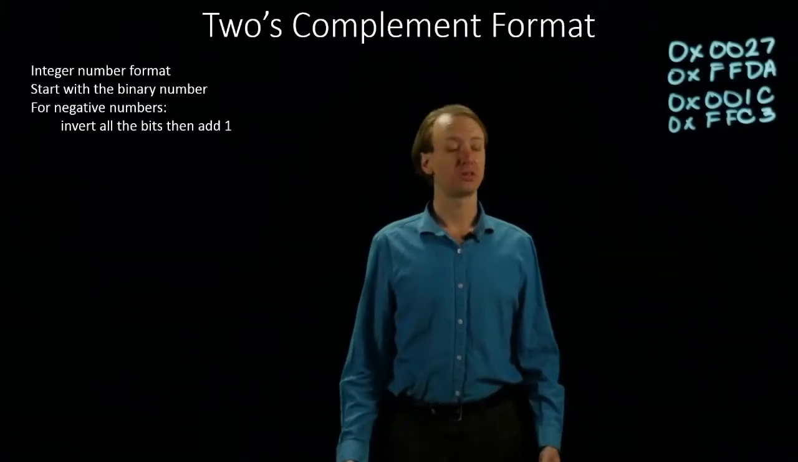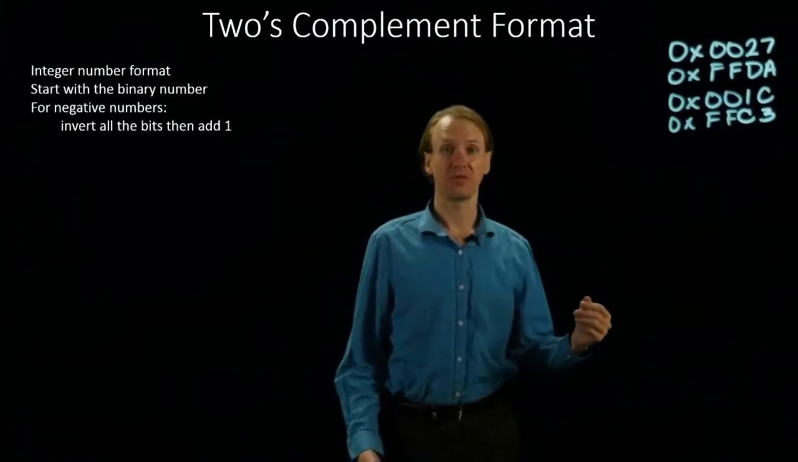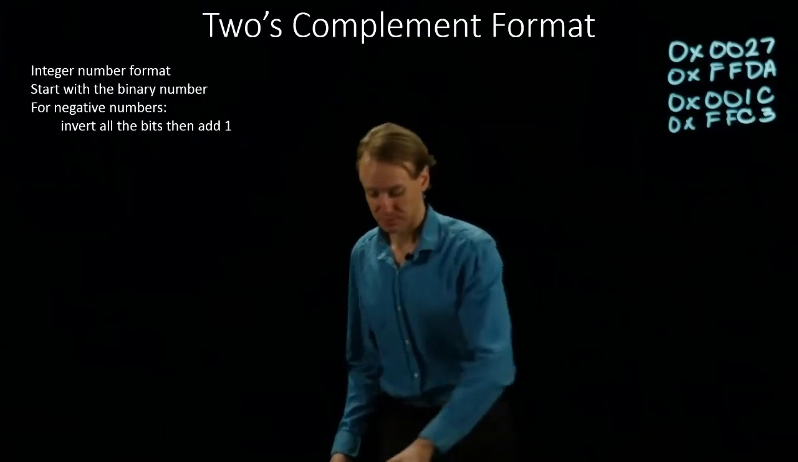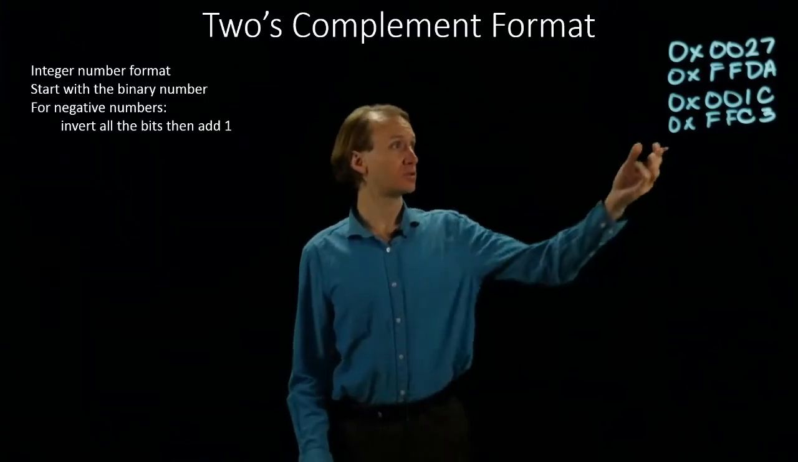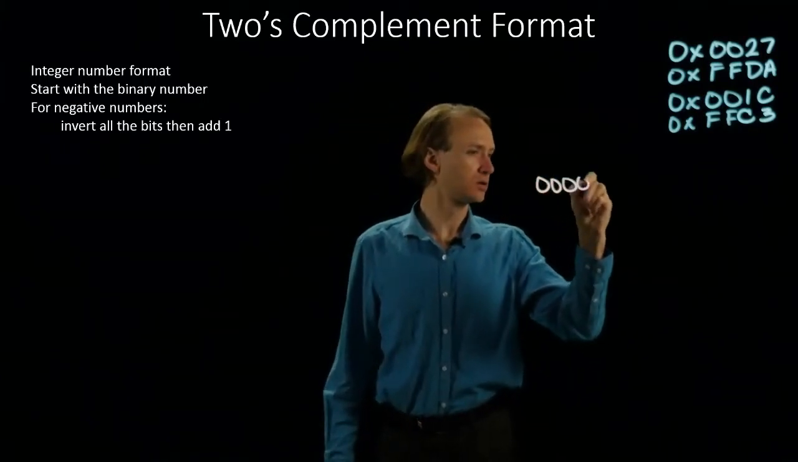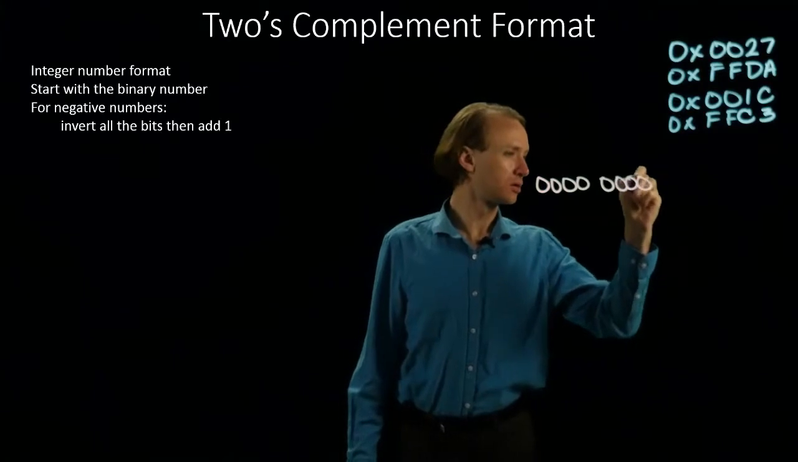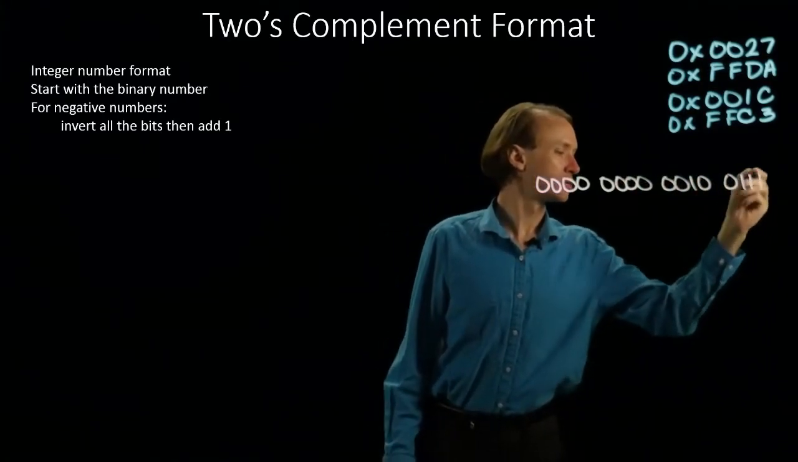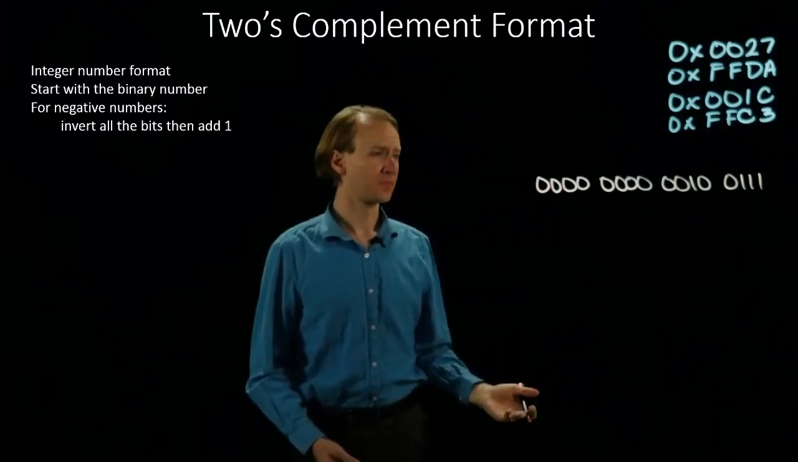This time we're going to start with some numbers in the 2's complement format, and we're going to see what they look like in decimal. So my first number is 27. If I write this in binary, it will look like this.